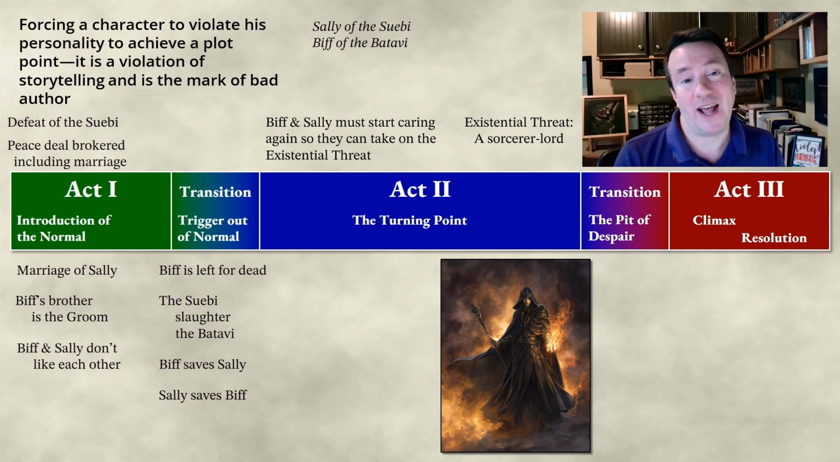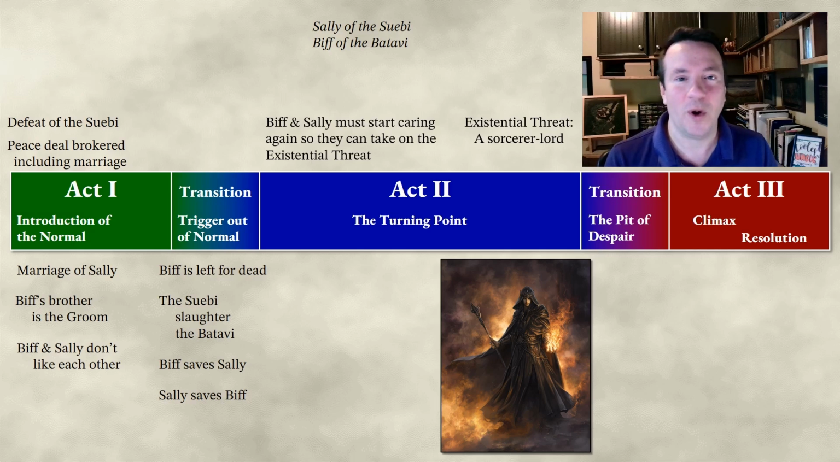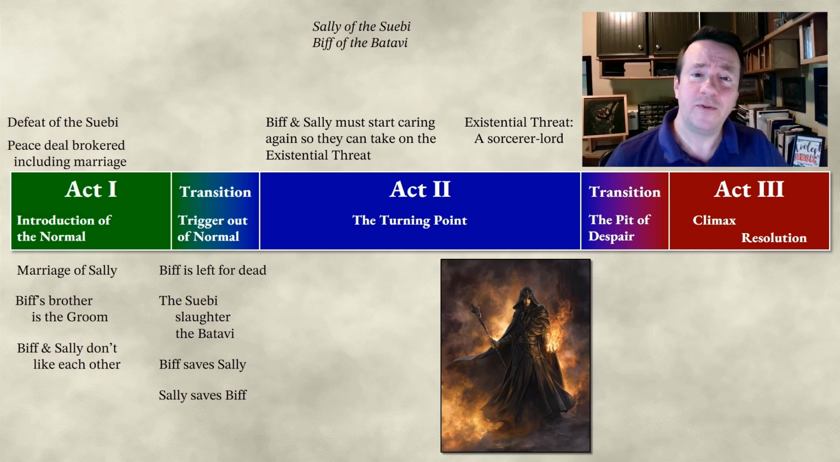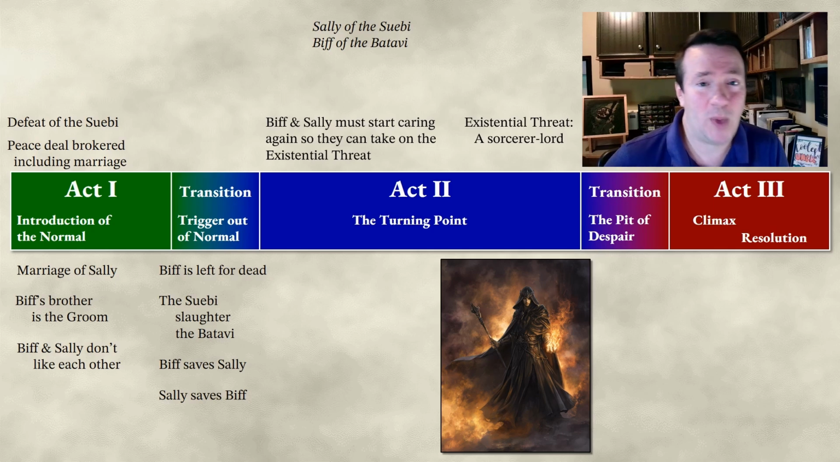Let's take our Biff and Sally scenario for an example. At the point we've gotten to so far at the end of Act 1, Biff clearly hates the Swabby who just slaughtered his family and left him for dead. It would be very reasonable to expect Biff, therefore, to go on a one-man war against his hated foes. But what if your goal is, in the end, for Biff to become a champion of these Swabby?